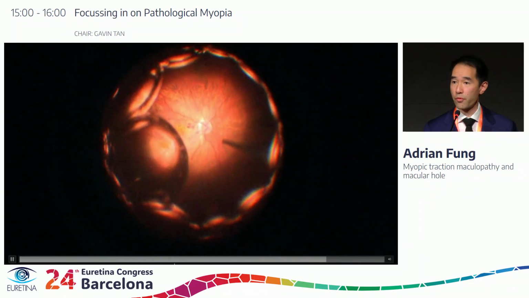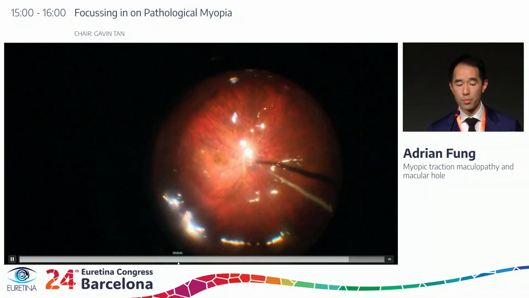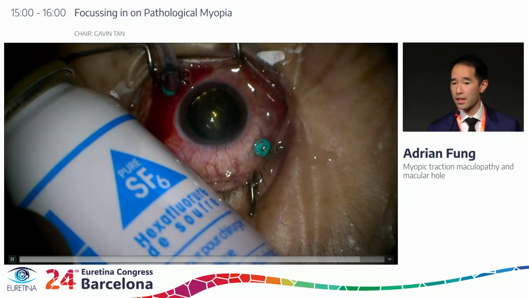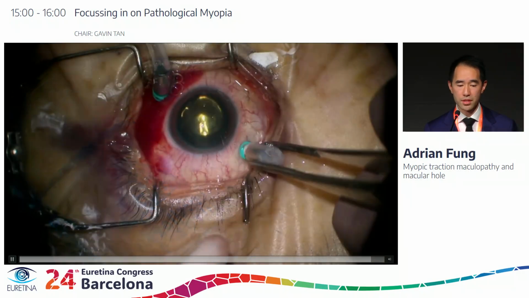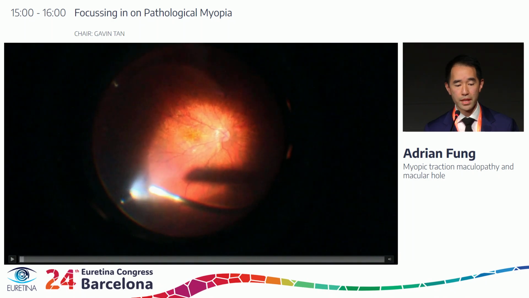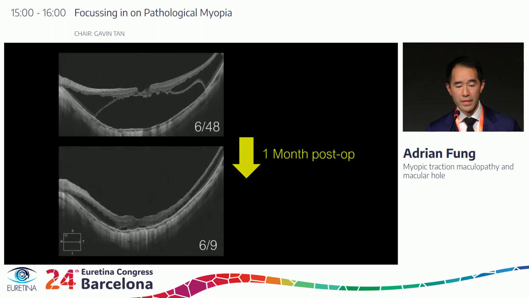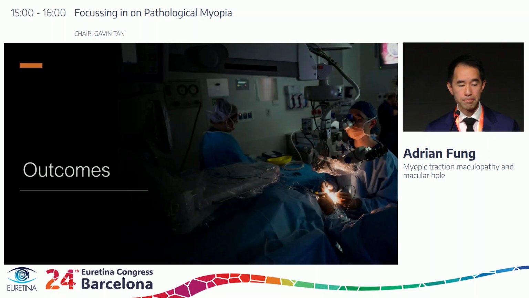Scleral depression is performed, a full fluid air exchange is performed, and then in this case, SF6 gas was injected as a tamponade, and the patient was asked to posture face down. So here is the result. This patient had improved vision from 6/48 to 6/9, 1 month post-operatively.